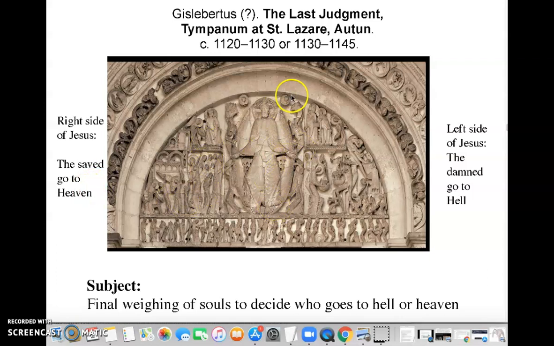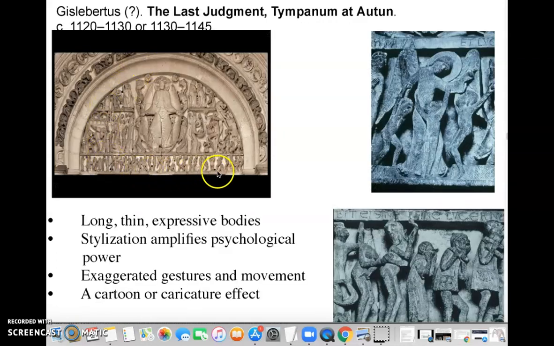It is a convention in this culture for the left side to be called the sinister side. It's associated with the negative side, the side of the damned going to hell. So there's a bias against lefties here. I love this carved tympanum composition. It's got the Romanesque long, thin, expressive bodies, and it has lots of stylization.